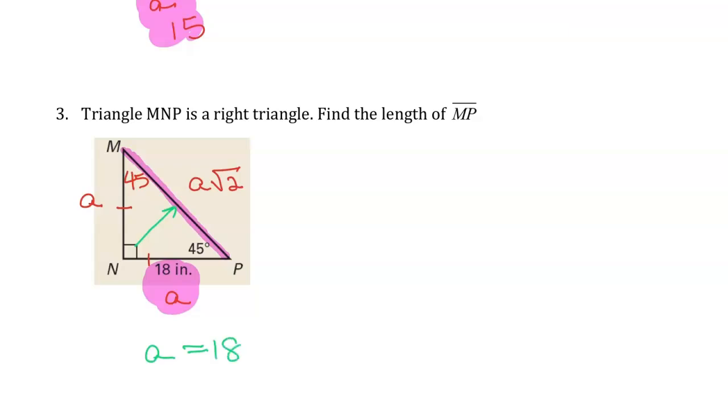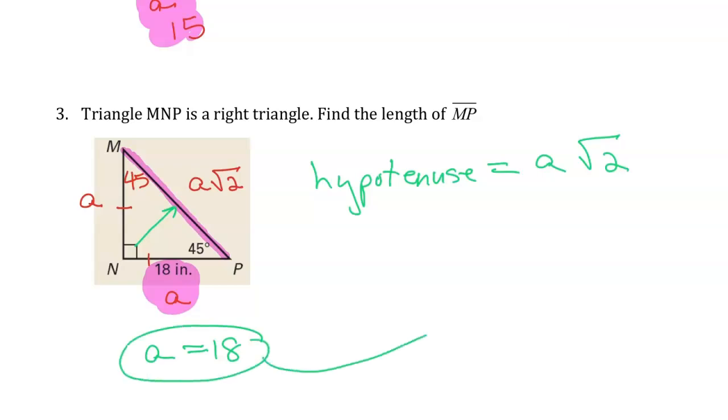If my hypotenuse equals A root 2, and I just found that my A is 18, plug it right there, and my hypotenuse equals 18 root 2. And that's what they want for an answer. Okay, there is your hypotenuse, 18 root 2. I can put it right over here too. 18 root 2 is my hypotenuse because my A value they gave me was 18.